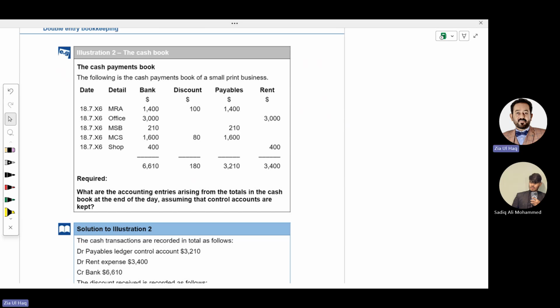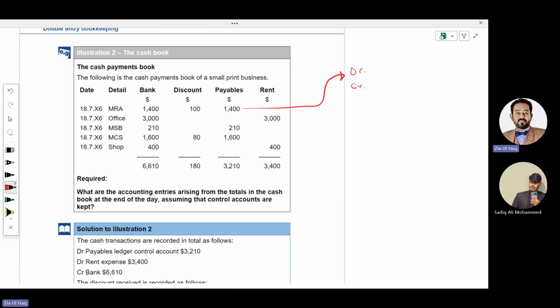On 18th of July, the company paid cash of 1,400 to a payable, meaning a supplier, for 1,400. And the company received a discount of 100 from this transaction. How can this transaction be recorded? What should be recorded on the debit and what should be recorded on the credit?